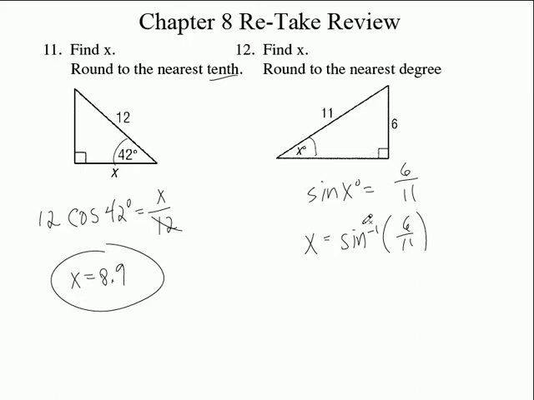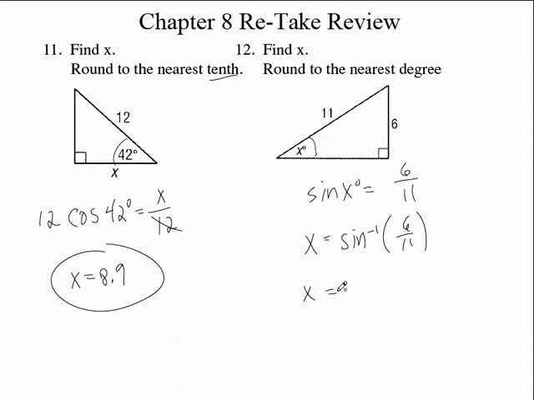This is when Wendell said use the inverse, okay? So use the second function on your calculator. It depends on what calculator you're using. If you're using a TI-30XA or something equivalent, you hit 6 divided by 11, hit equals, then you hit second function sine. If you're using a graphing calculator, you would hit second function sine first, and then put 6 divided by 11, then hit equals.